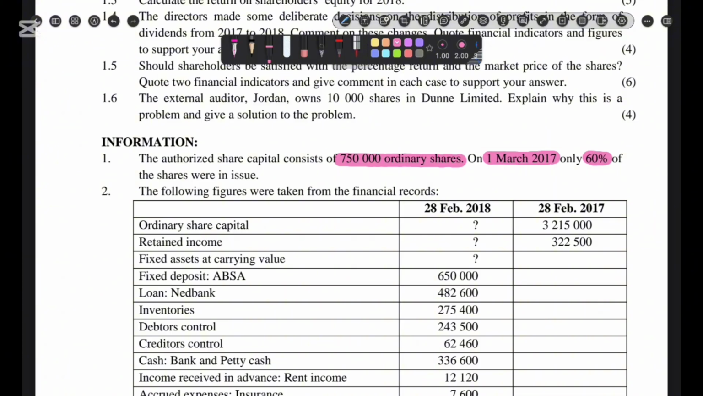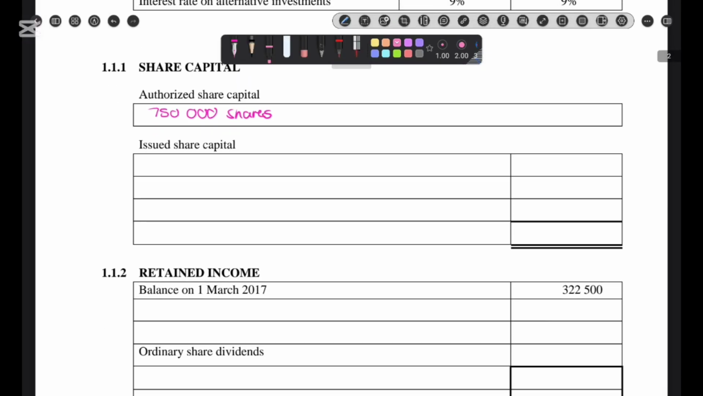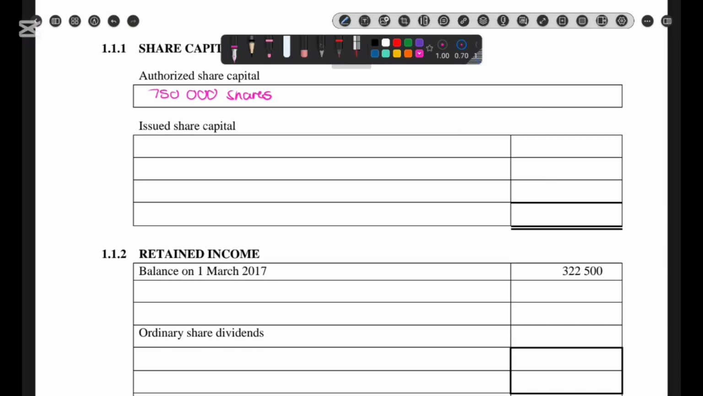So this will go to the beginning. The number of shares will go to the beginning. They said 60% of those shares were issued at the beginning. So we are going to write shares issued at the beginning, and the number of shares would be 450,000 shares, right? 450,000 shares that were issued at the beginning.